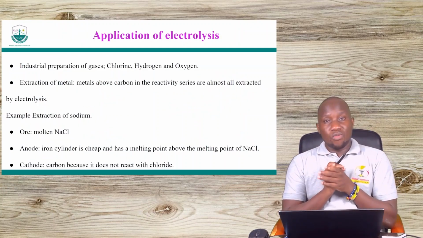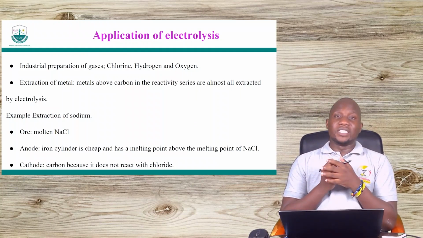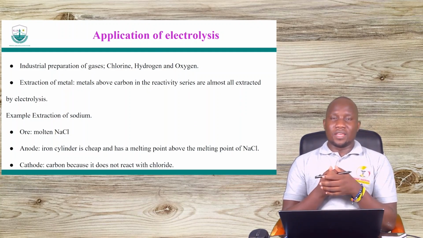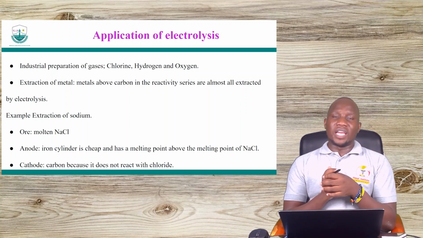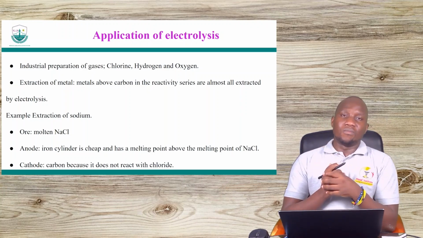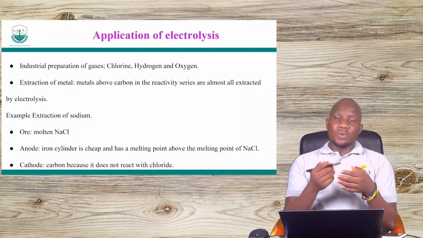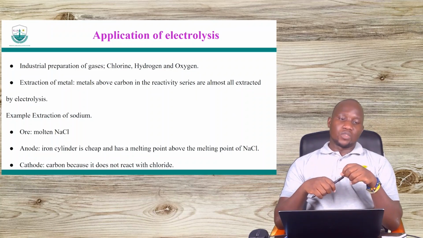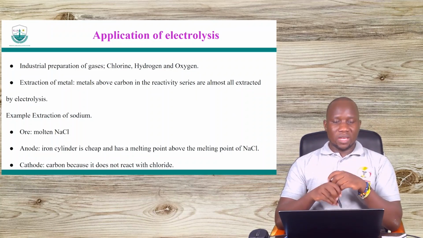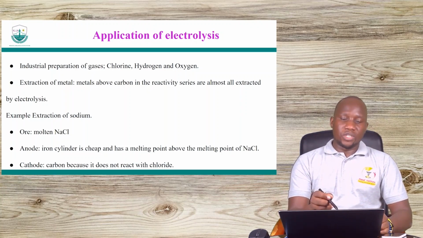So that is how you really know what will get discharged in preference to the other. Know the nature of the electrolyte, know what ions are there, and then know that electrochemical series. The one down gets discharged in preference to the one above. So how do we apply electrolysis? We apply electrolysis in industrial preparation of gases.